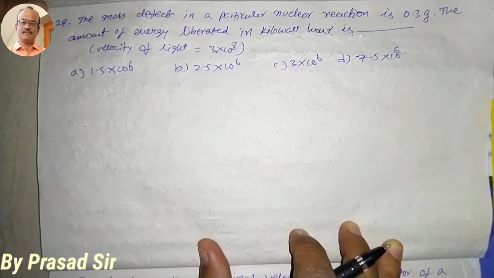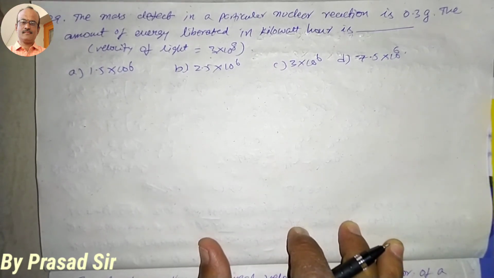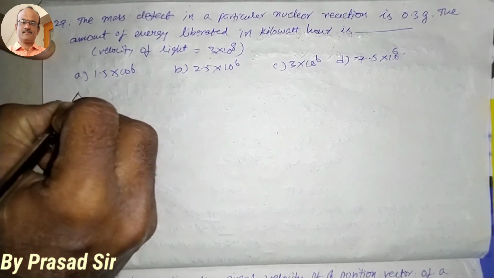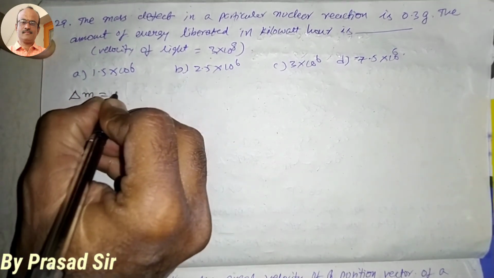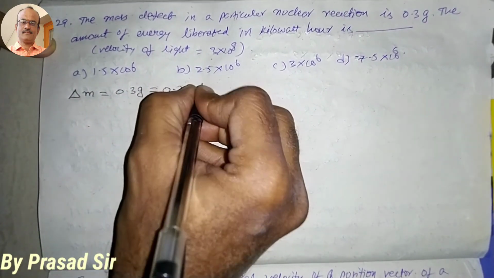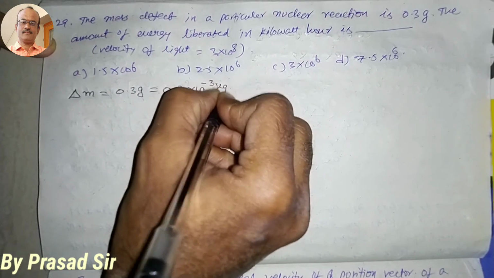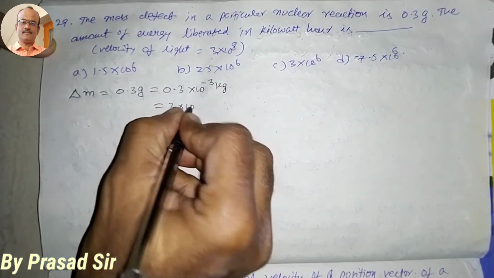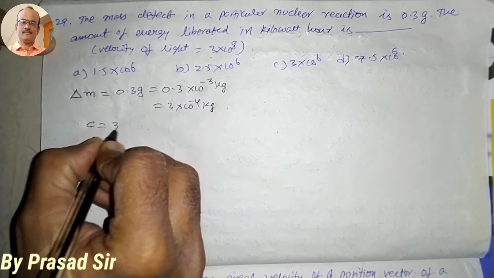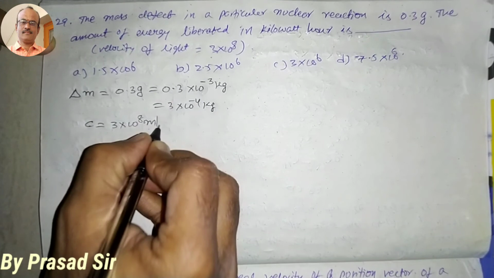Now the question number 29. The mass defect in a particular nuclear reaction is 0.3 grams. The amount of energy liberated in kilowatt hour is, given velocity of light 3 into 10 to the power of 8 meters per second. So here the mass defect is given. Mass defect delta M is equal to 0.3 grams, which is 0.3 into 10 to the power of minus 3 kilograms, or otherwise 3 into 10 to the power of minus 4 kilograms. And speed of light in vacuum is 3 into 10 to the power of 8 meters per second.